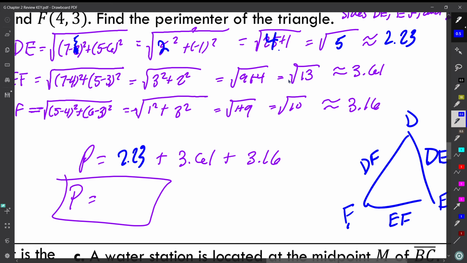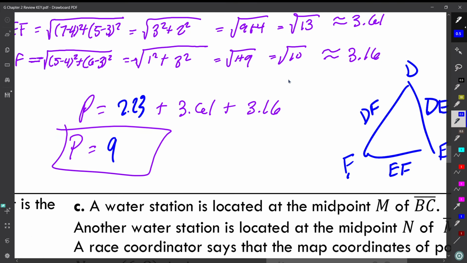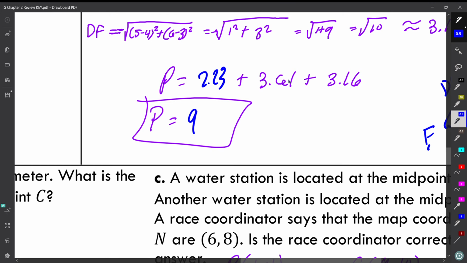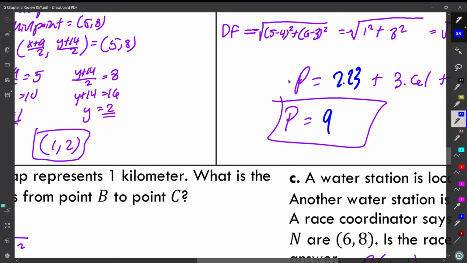So 2.23 plus 3.61 plus 3.16 is going to give me 9. Oh, that's a much better answer. Awesome. So our perimeter is 9. You will have one like this on the test, okay? Just be ready. If I gave you a rectangle, you don't have to think about it. Anyway, I'm not gonna ruin it for you.